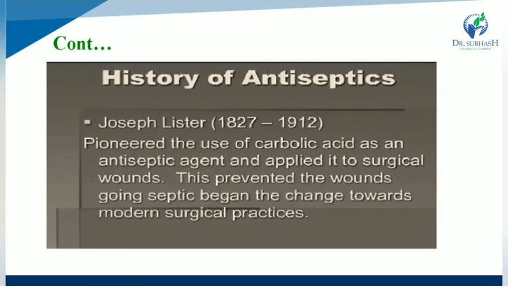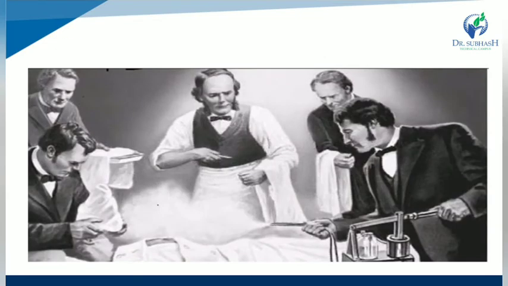History of antiseptics. Joseph Lister, 1827 to 1912, pioneered the use of carbolic acid as an antiseptic agent and applied it to surgical wounds. So this prevented the wound going septic and began to change toward modern surgical practices. That is the figure of an antiseptic that is applied on human beings.